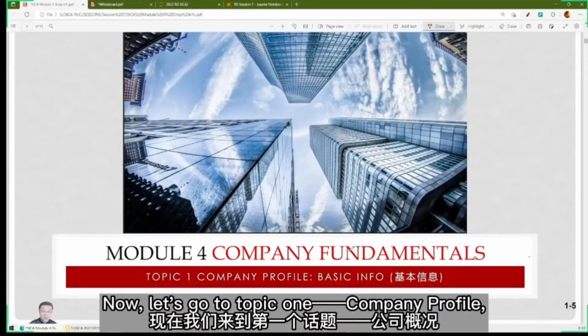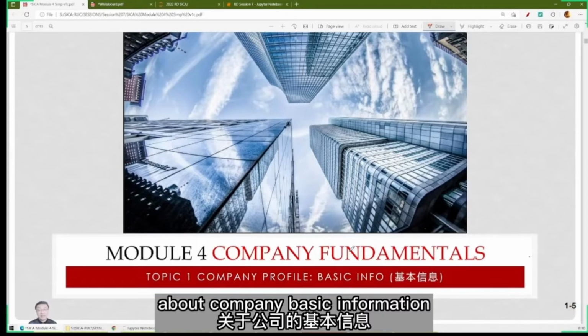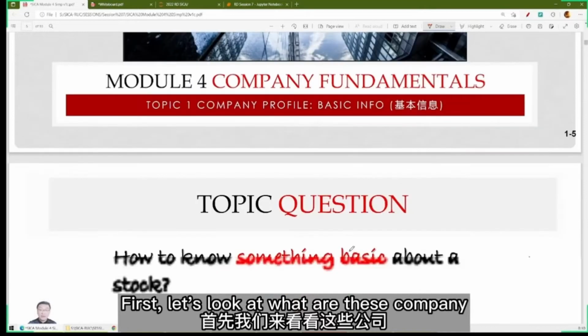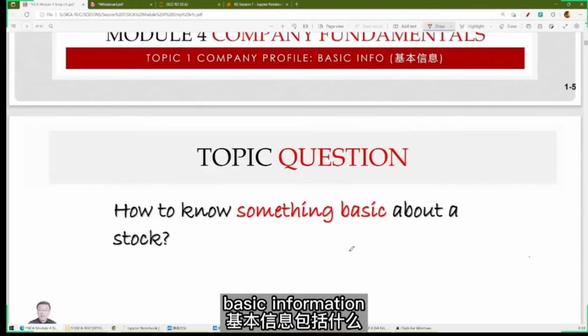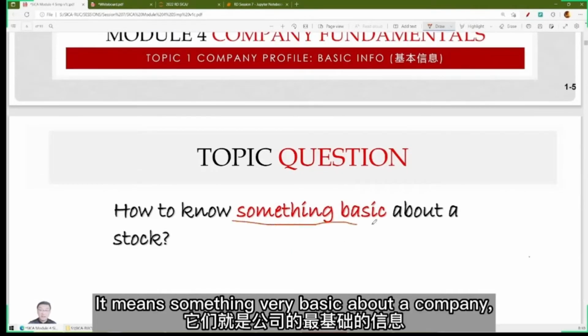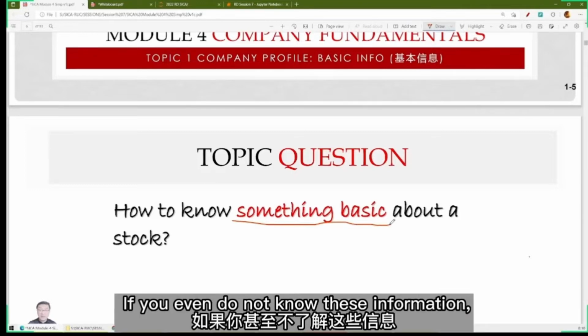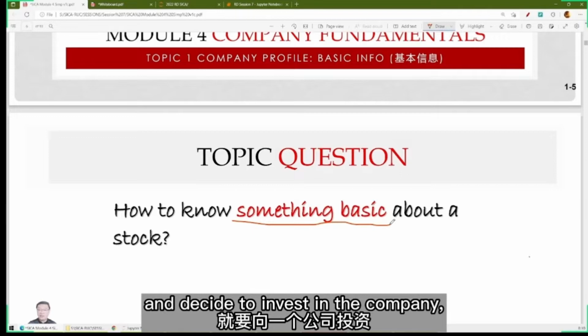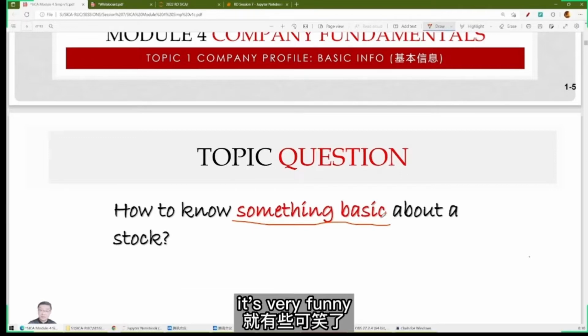Now, let's go to topic 1, company profile, about company basic information. First, let's look at what these company basic informations are. It means something very basic about the company, about the stock. If you do not even know this information and decide to invest in the company, it's very funny, right?